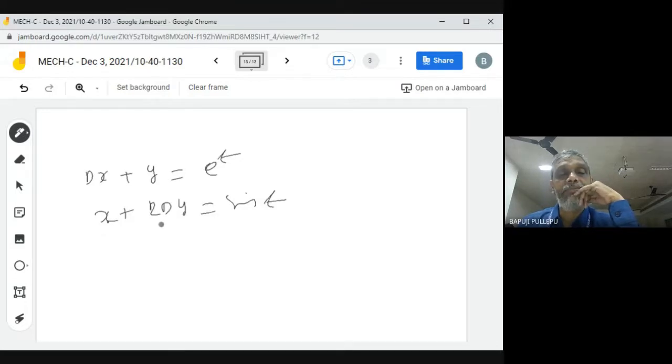Then you will get x is equal to complementary function plus particular integral in terms of t. Once you get x, to find y, the best solution is to take the first equation, where y is singly there. From that, y is equal to e power t minus dx. Like this you can do. Can you able to do or not? Any problem? Yes, sir.